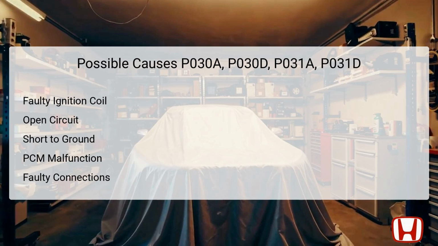In some cases, the PCM may malfunction despite appearing functional in other areas, leading to erroneous fault code output. Lastly, poor connections, whether due to corrosion, damaged wires, or improper seating, can result in signal failures. Each of these causes should be individually tested to determine the root of the problem.